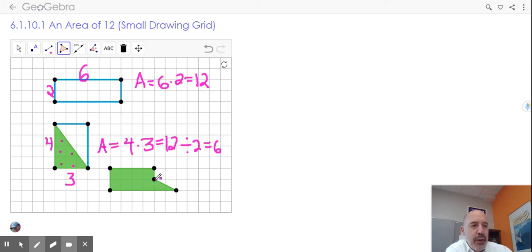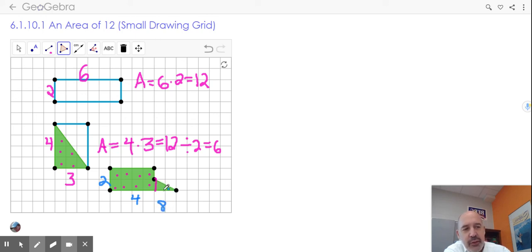I could break it up right here and see a small triangle and a bigger rectangle. This bigger rectangle has 8 square units, which matches up with the fact that it's got a base of 4 and a height of 2, and the area of that part is 4 times 2, which is 8 square units.